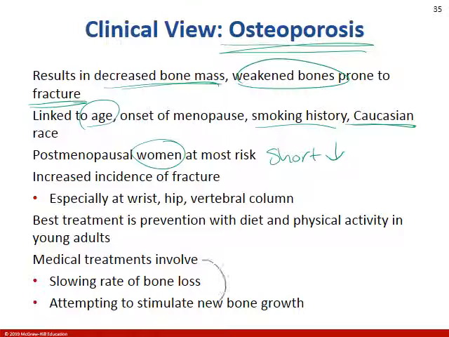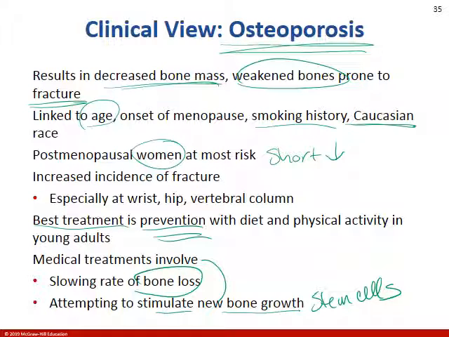So these medical treatments maybe stimulate new bone growth, give you stem cells, or we could slow the rate of bone loss. But the best treatment is prevention, which we don't like to hear, right? So if you're in your 20s or 30s, you should watch your diet. You should have lots of calcium. You should be very physically active. That'll cause you to have more bone mass so that when you start losing bone, you had tons to begin with, so you'll probably be okay.